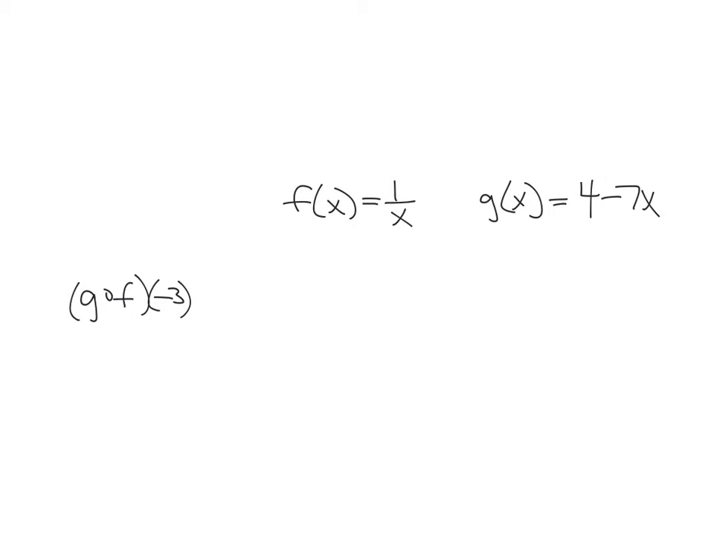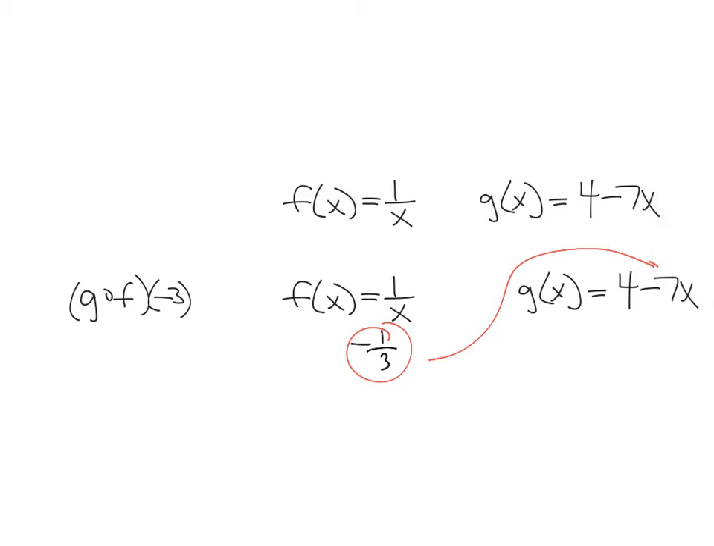All right, so what we're going to do, our first one is g of f of negative 3. So this means take negative 3, stick it in f, get your answer, and then take that answer and stick it in g. So that means we need each of these functions, and we want to use the f first and then the g, because we're going to take the negative 3, put it in f, and so that gives us negative 1/3.